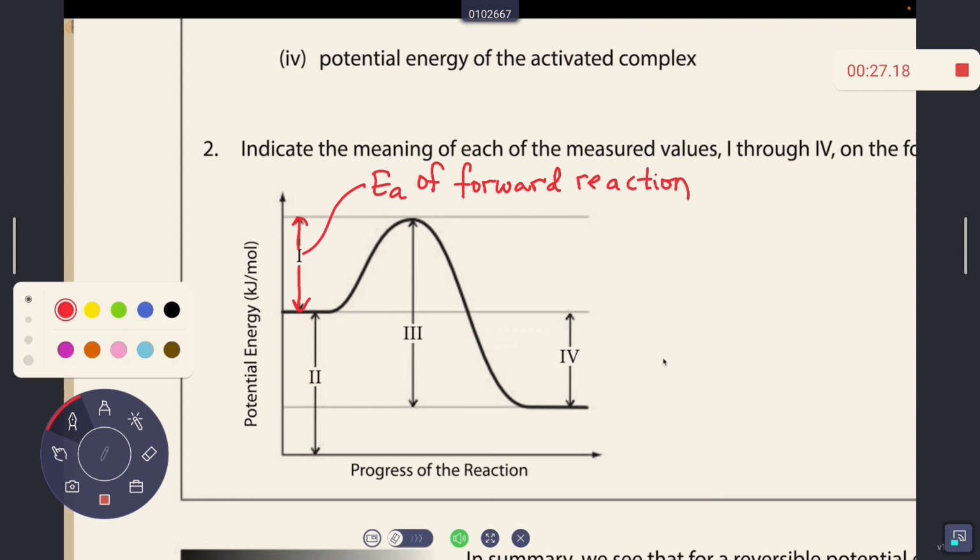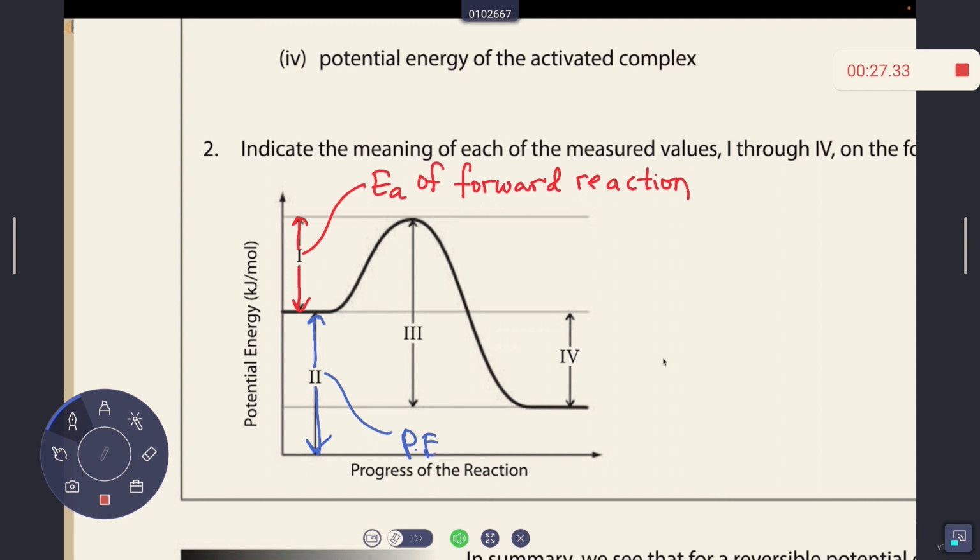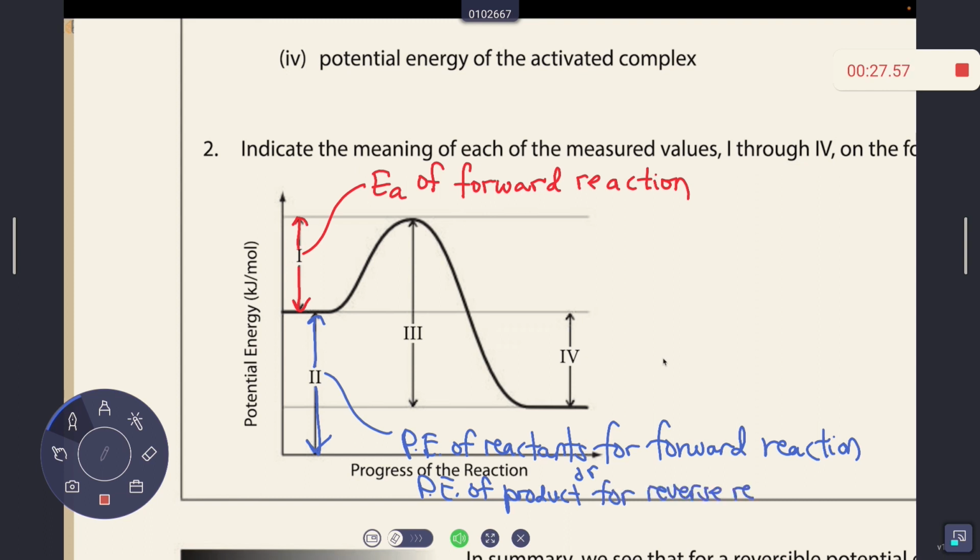If we're looking at Roman numeral 2 right here, what would that be? Activation energy for reaction. Potential energy for? Reactant. Okay, so this would be the potential energy of the reactants for which reaction? What else could you say? Potential energy of the product, or potential energy of the product for the reverse reaction. Okay. Does that make sense?